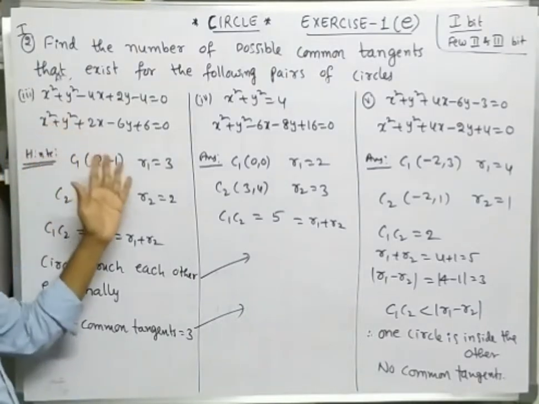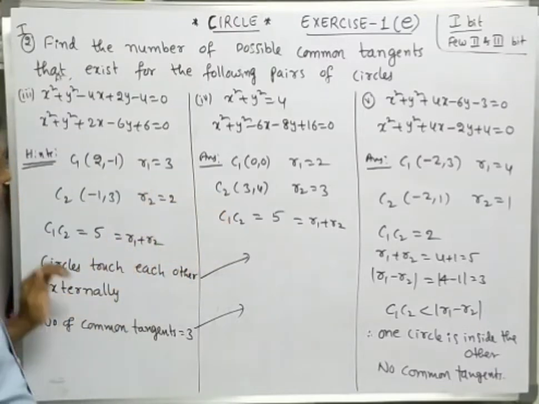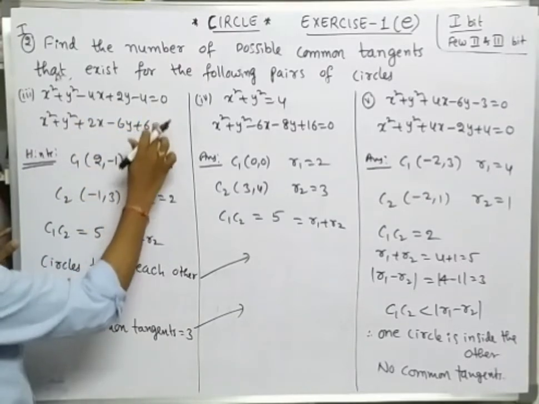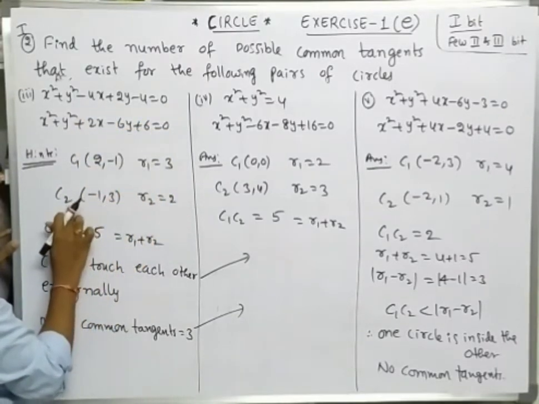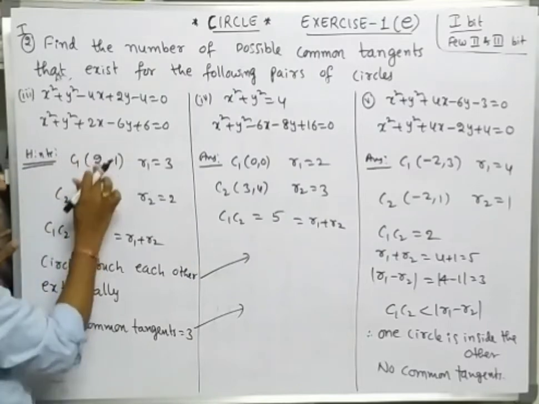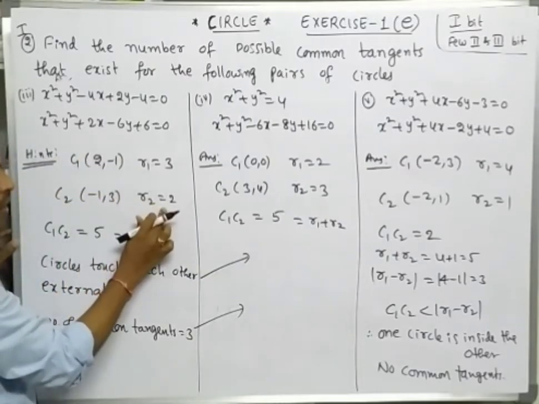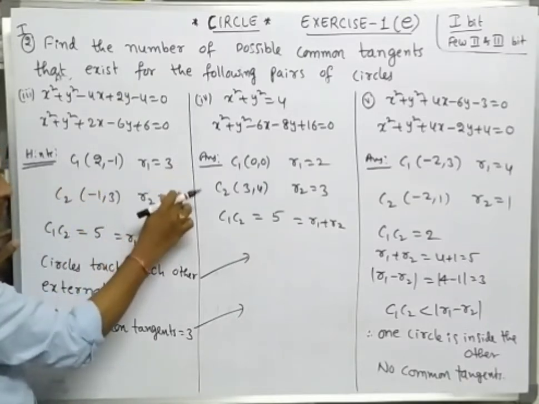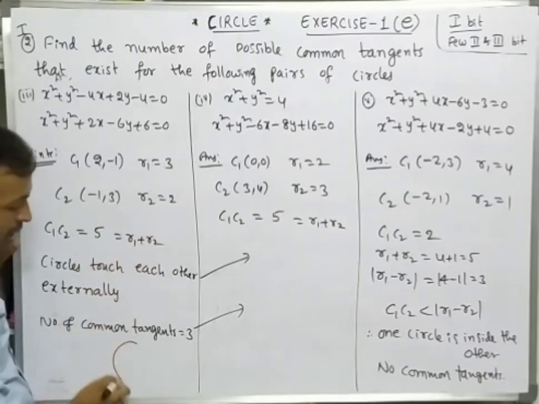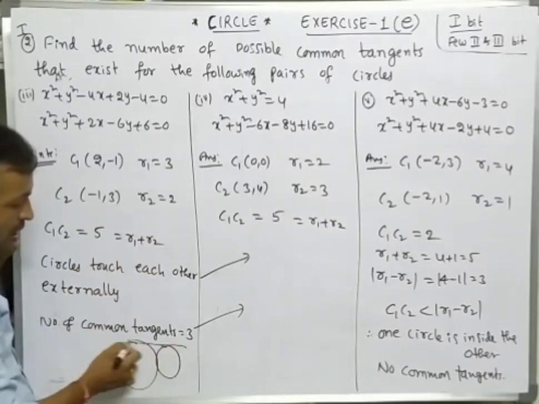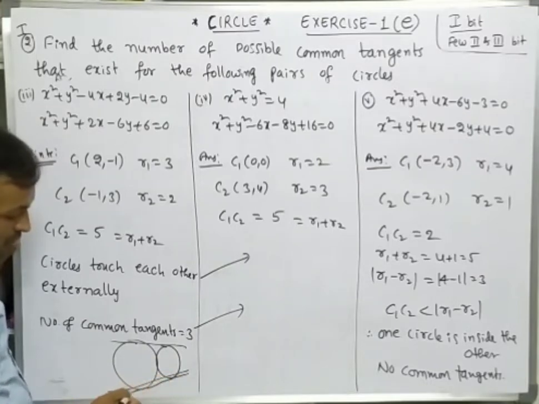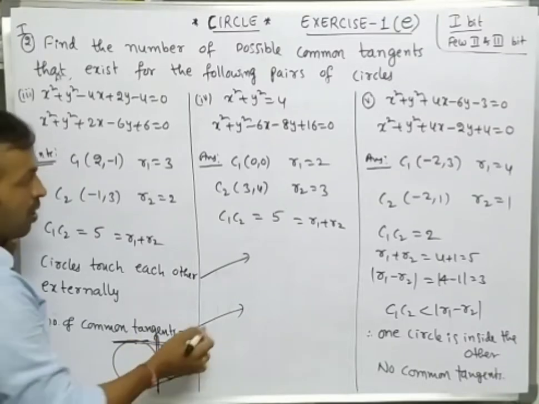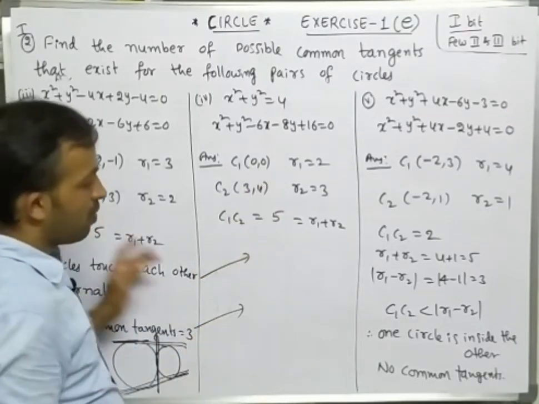Third problem, I have given hints here. In the first problem, the center is (2, minus 1) and radius is 3. In the second problem, the second circle's center is (minus 1, 3) and radius is 2. So find the distance between C1C2, that is 5, which is equal to R1 plus R2. Therefore in this case the circles touch each other externally. We have 2 direct common tangents and 1 transverse common tangent. So in this case also we will get the same.